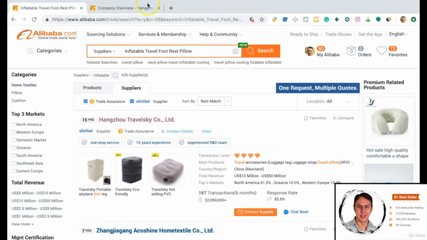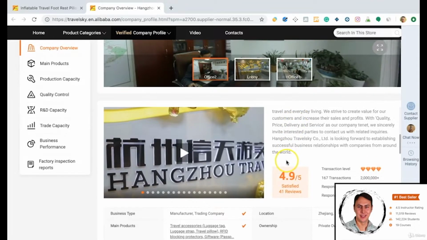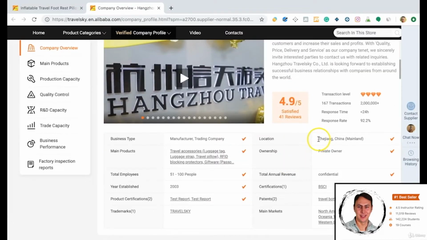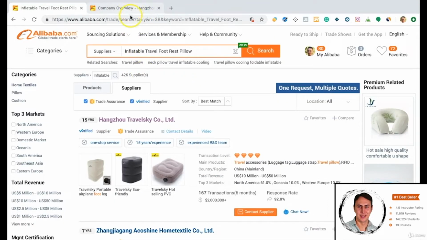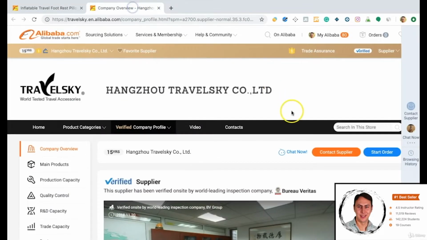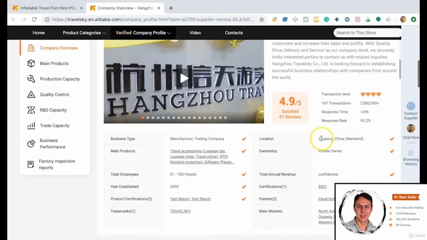For the city zip code section, you will find where your manufacturer is. The manufacturer will probably give you the address, however, you can also find it on your own. Let's have a look at where this manufacturer is. When you enter the manufacturer profile on Alibaba, it is probably written somewhere on the page where they are. Here it is, on the right.